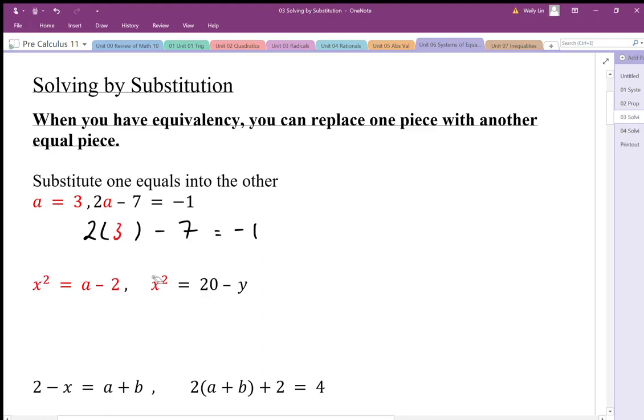So in this case, I have x squared is exactly the same as A minus 2, so I can replace like for like. So x squared in the second expression can be replaced by A minus 2. And that A minus 2 must then be equivalent to 20 minus y. We keep it balanced. Remember, the only rule is balance.